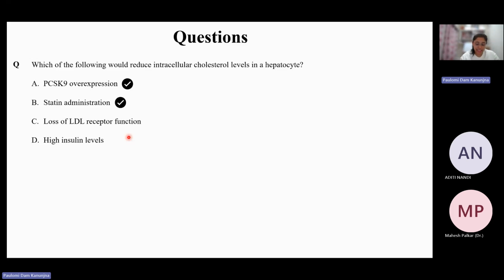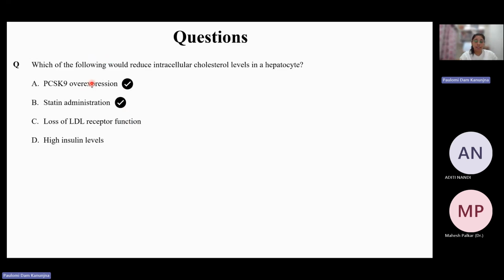PCSK9 overexpression. Now, this enzyme, I will just get the full form so that I don't get it wrong. It's called proprotein convertase subtilisin kexin type 9. This enzyme is important because it degrades the low density lipoprotein receptors. So this overexpression is reducing your receptor synthesis. Because it's overexpressing, there will be more degradation of the receptor, so there will be less cholesterol uptake in the liver cells. So there is no cholesterol level increasing. It will reduce the overall concentration.